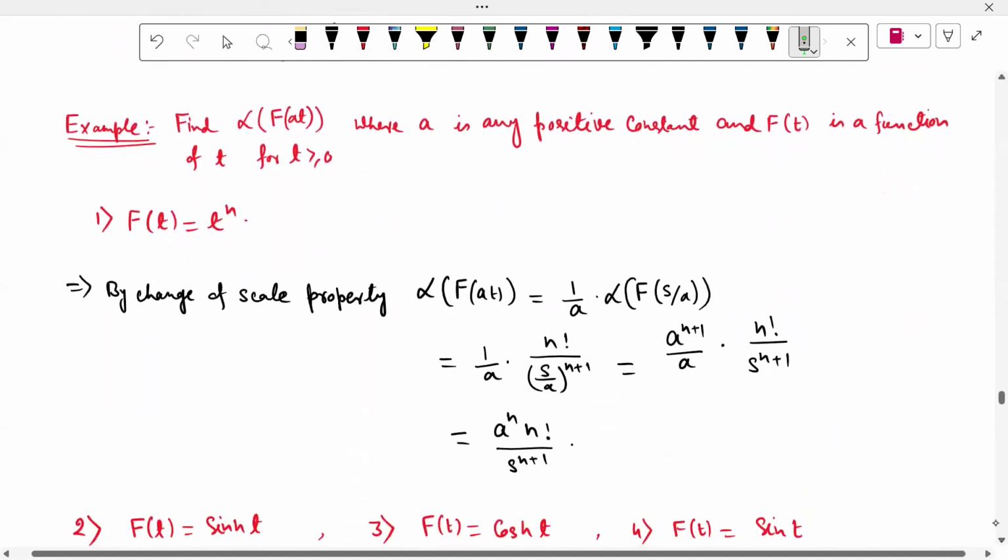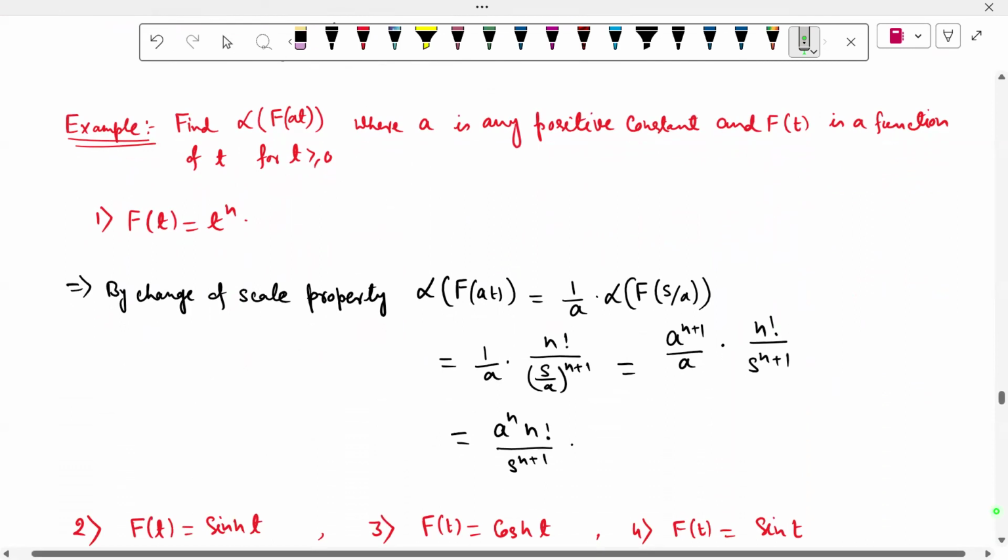Maybe start with this example. Suppose it is given that f(t) equals t to the power n. Now you have to find the Laplace transform of f(at). So what is f(at)? Then f(at) will be a to the power n times t to the power n. So we want to try to find what this would be.